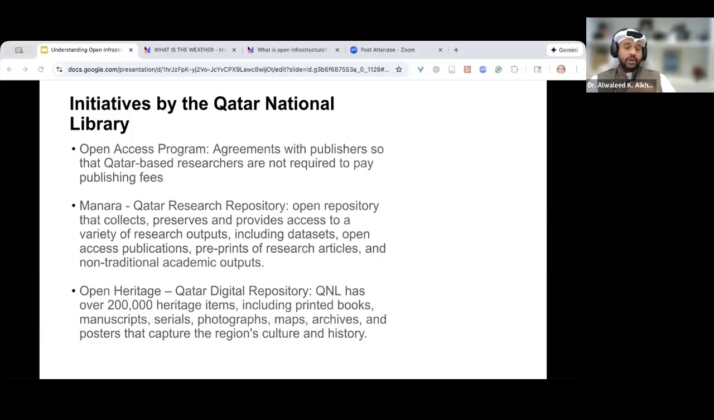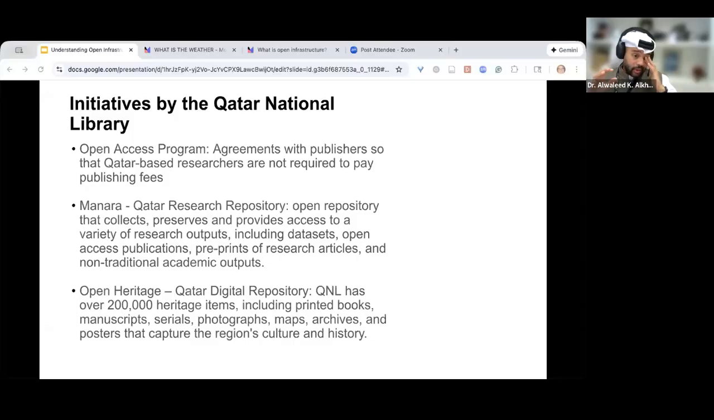One of the things we're also doing is we have a national research repository called Manara. With Manara, we collect, preserve, and provide access to a variety of research outputs, including data sets, open access publications, preprints, and also non-traditional academic outputs, which normally wouldn't have a home elsewhere. So we have the repository. And when we talk about open infrastructure, just keep that in mind.